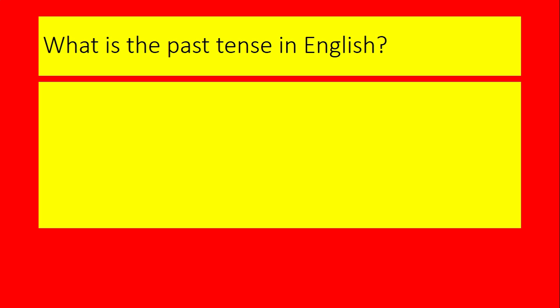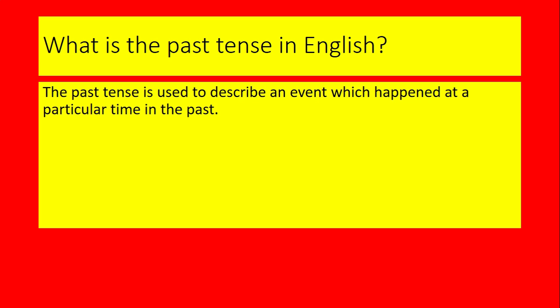As usual, it's very difficult to understand how to accurately use a tense in a foreign language if we don't actually know what we're talking about in English. So what's the English past tense? Well, we use it to describe an event which has happened at a particular time in the past. So for example, he played, she went, I saw.